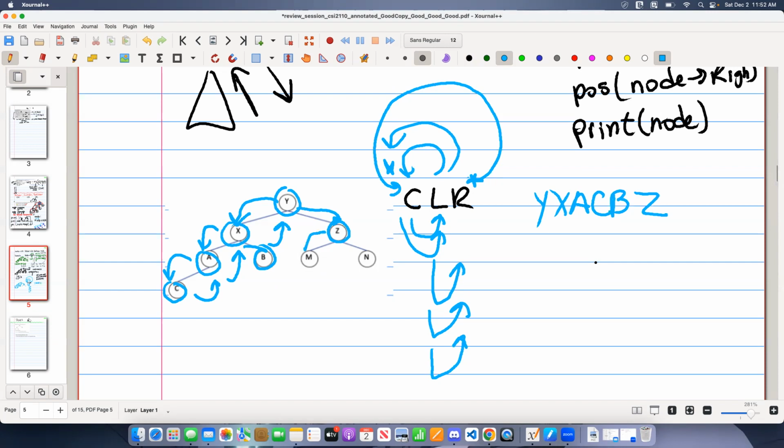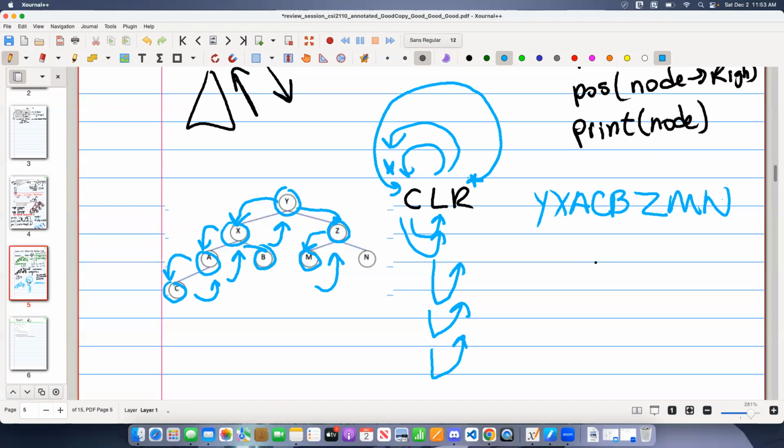Now you go to the left. Does Z have a left node? Yes. You have M. You print M. Does M have a left node? No. Does M have a right node? No. You go back up to Z. Does Z have a right node? Yes. Then you print out N. And that is pretty much it.